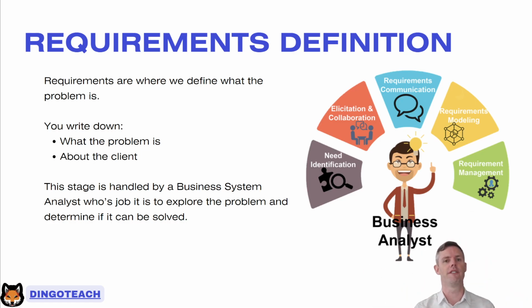Again, it's big picture stuff. What do you want? And who are you? Why do you want it? Those kind of things, okay? And this is part of the business system analyst's job in order to explore the problem and then figure out what do they need and is it feasible? Are they going to be able to actually make this thing?